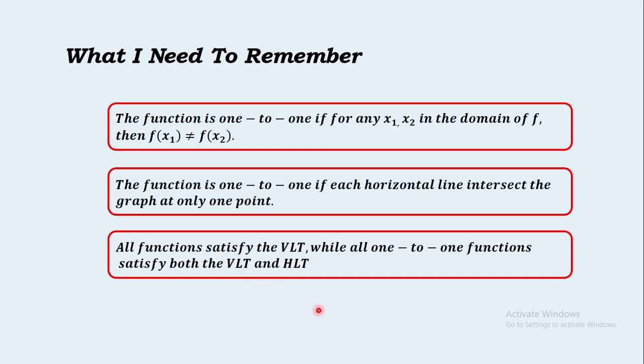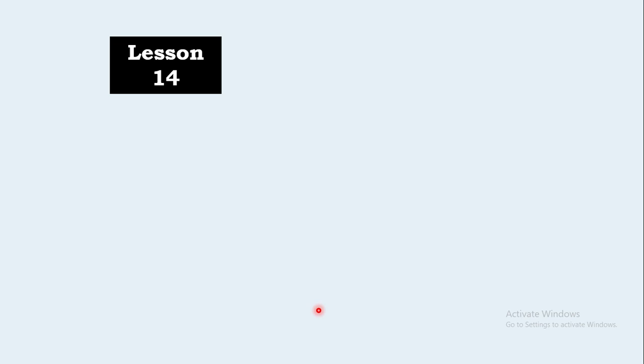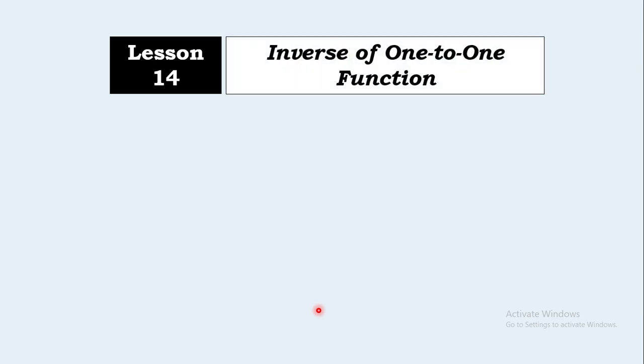Because a graph can be a function but not a one-to-one function. So a one-to-one function should satisfy the vertical line test and the horizontal line test. So let us now proceed to lesson 14, which is about the inverse of a one-to-one function.